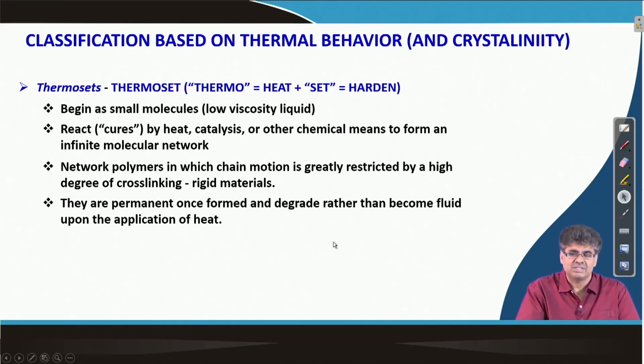And because the cross links are chemically formed, once they form they are permanent, and if we heat further, it will degrade rather than become fluid again. So, basically thermosets are not recyclable material; you cannot remelt and process them again. Once these thermosets are formed, you cannot reuse them, unlike thermoplastics.